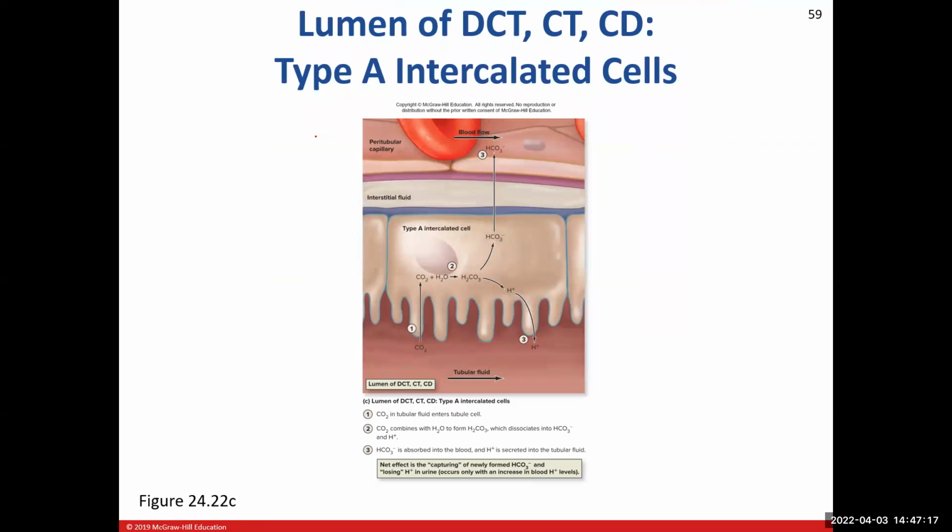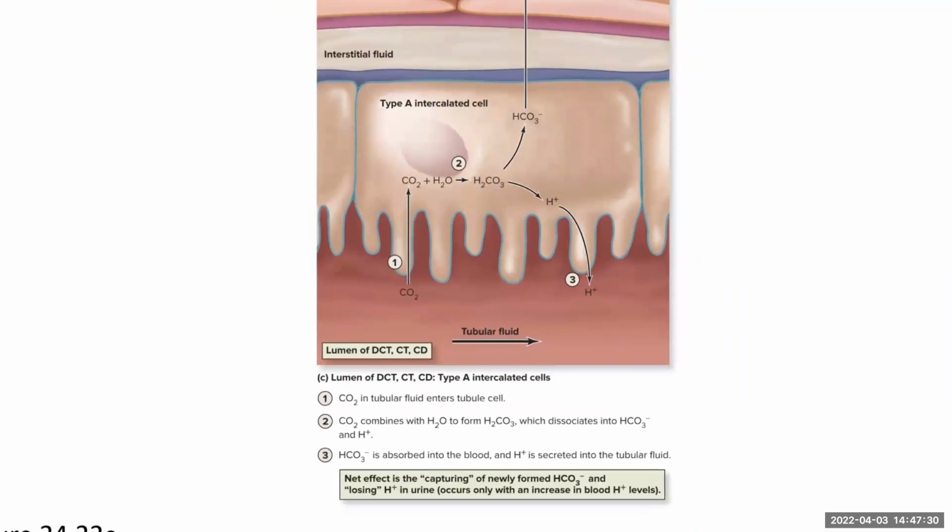All right, so now let's move to the far end of our nephron, down by the distal convoluted tubule and the collecting ducts, our collecting tubules. Here we'll see our carbon dioxide entering into the type A cell. Remember, we talked about the type A.